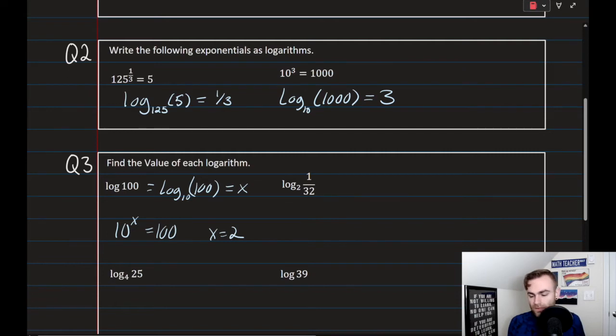We can continue with this one here. So we're going to set it equal to x. We're going to convert it to exponential form. So 2 to the power of x is equal to 1/32.